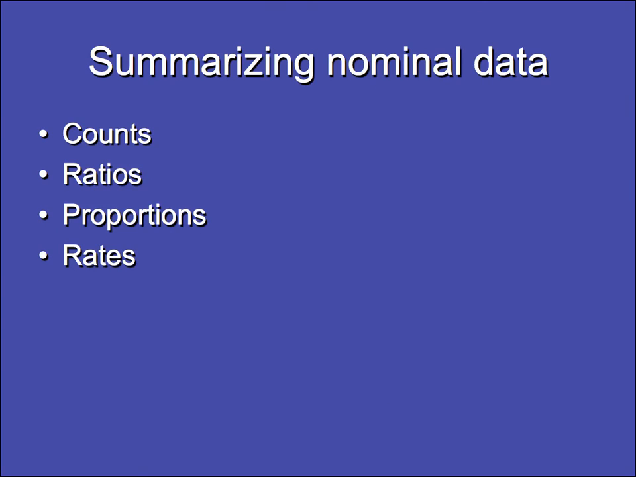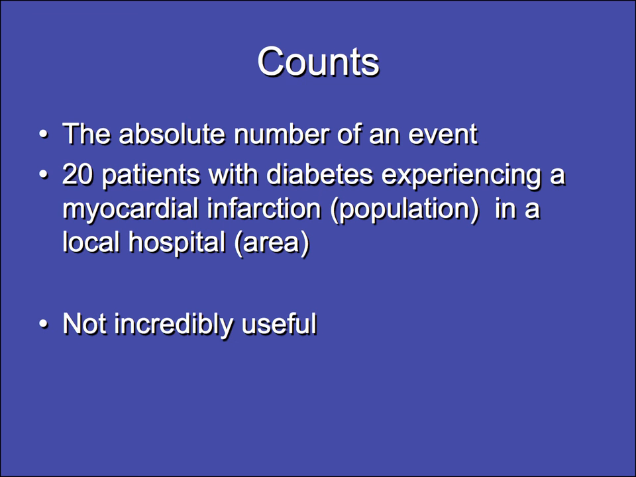Now, how can we summarize these types of data? Well, we can use counts, ratios, proportions, or rates. Counts are really the simplest way of describing data. For example, we could say 20 patients with diabetes experienced a heart attack at my local hospital. But this isn't really all that useful. There's no denominator, so we don't know out of how many, and we really don't know the length of time.